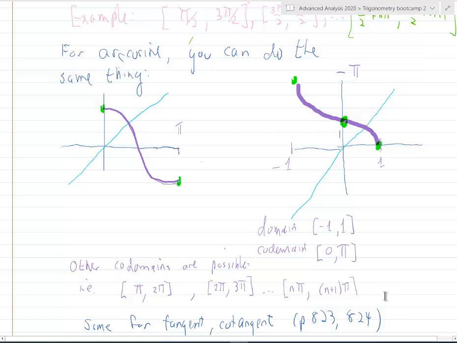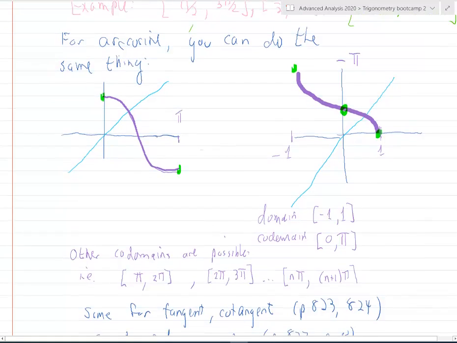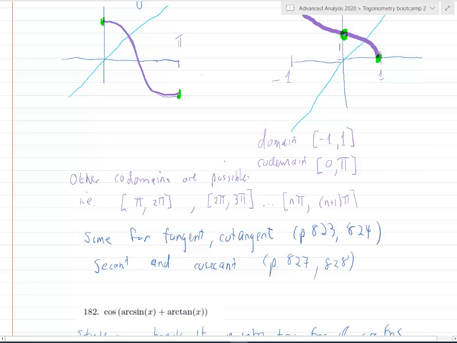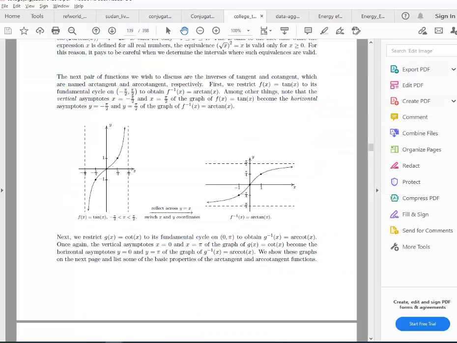Now, for tangent and cotangent, I'll refer you to the book. There's a very similar argument here. The nice thing about tangent and cotangent is that the domain is not limited. So, for instance, tangent looks like this. If I flip it around, then my x values can be anything, right? Because the range of tangent is all of the real numbers.